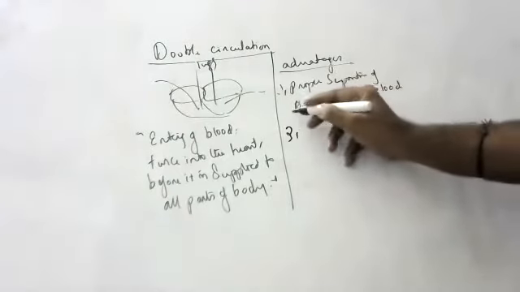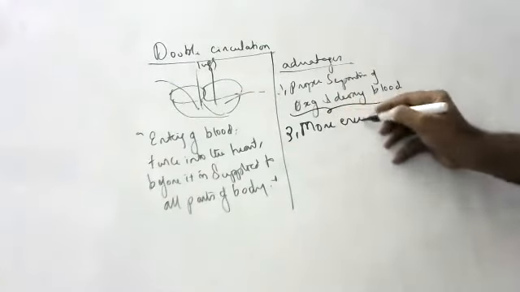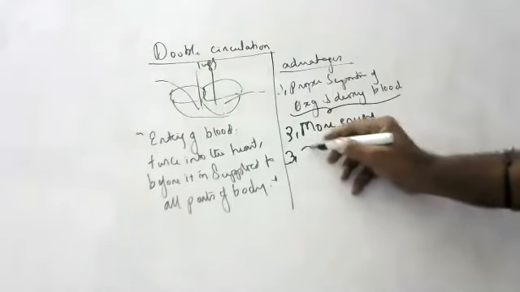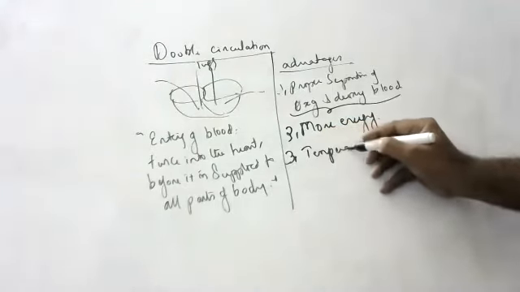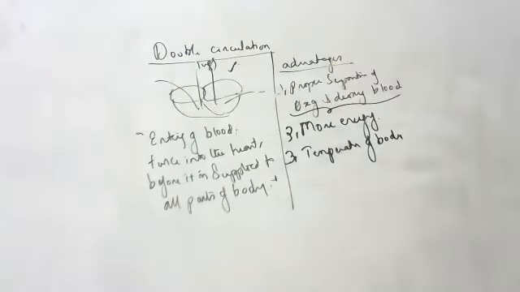Number two, because proper separation is occurring, you get more energy. And with this energy, we can also control the temperature of the body. Please learn the diagram from the textbook, it is very, very important.